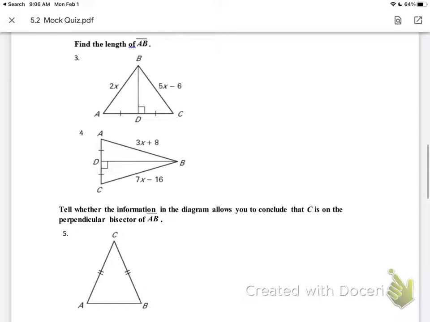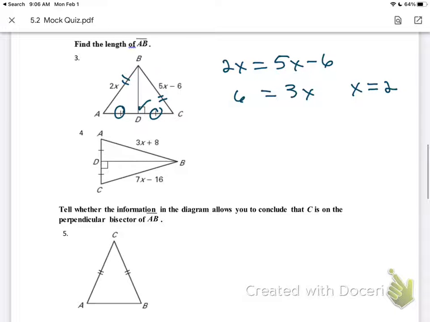So here's a 5-2 problem. Find the length of AB. So what do you know? It looks to me that BD is a perpendicular bisector because I see the right angle and I see these two sides. Therefore, this is going to equal this. So 2x is going to equal 5x minus 6. So 6 equals 3x. X equals 2. We're not done because they want the length of AB, which is this, which will be 2 times 2 or 4. So 4 is our answer.